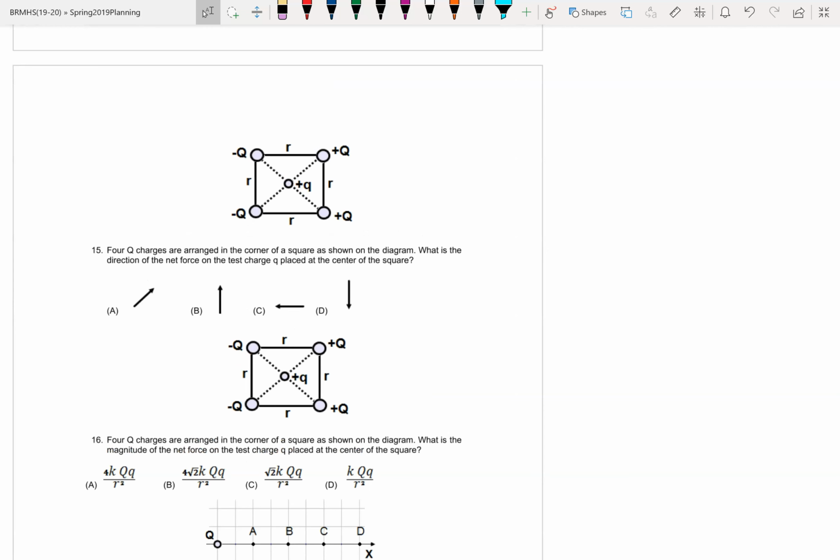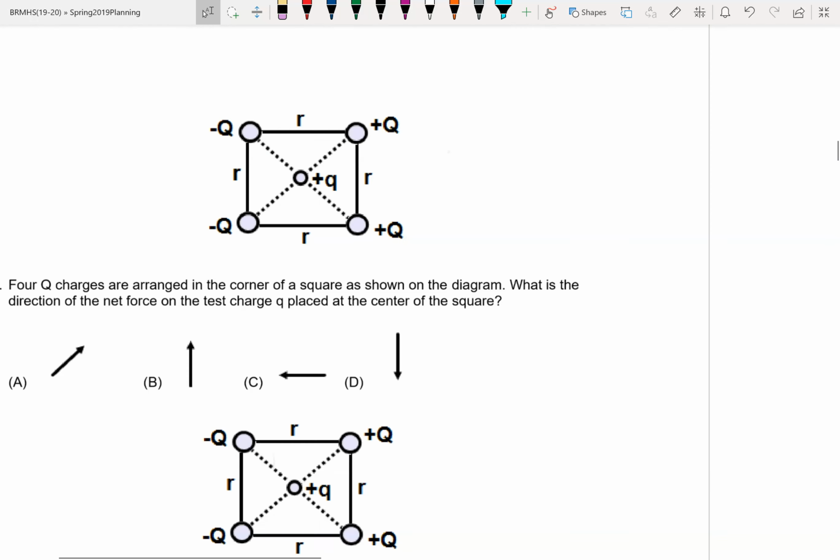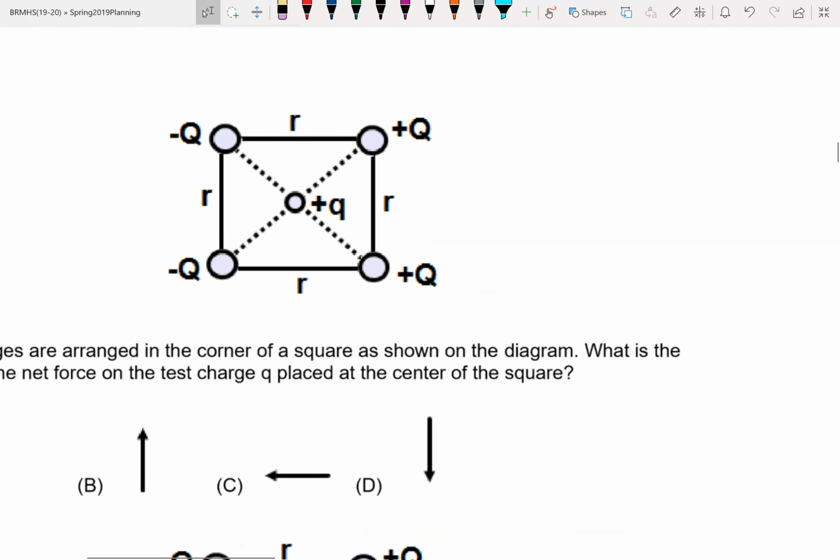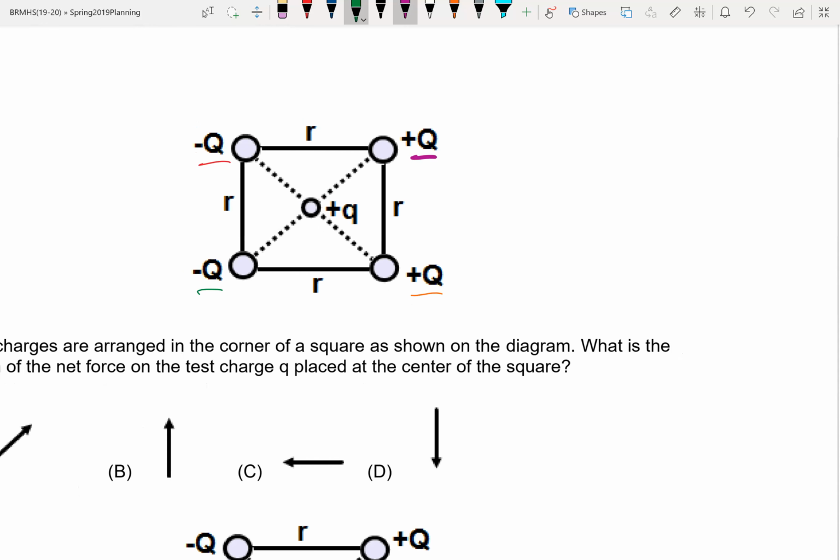Okay, last 2. 4 capital Q charges are arranged in the corner of a square as shown in the diagram. What is the direction of the net force on the test charge little q placed at the center of the square? Okay, now we've got some attractive and repulsive forces happening. So I'm going to call this one purple. Maybe orange. That's not orange. Come on. This one orange. I've got a red one, and I'll have a green one. Okay, so I'll use those color schemes to show each force acting on our plus little q in the middle.